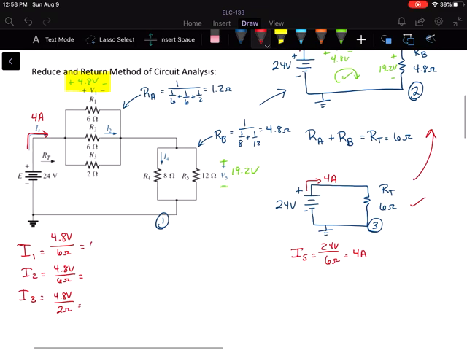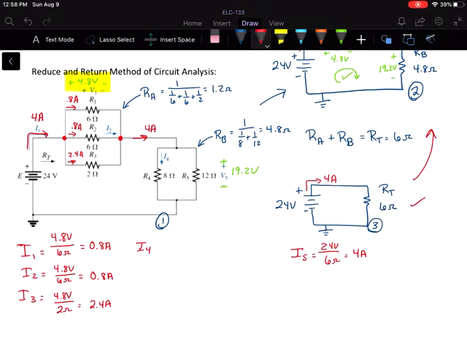So that gives me 0.8 amperes, 0.8 amperes, and 2.4 amperes. So I'm going to put that in: 0.8, 0.8, 2.4. And notice my 0.8 plus 0.8 is 1.6, plus 2.4 is 4, so my 4 coming in equals the 0.8, 0.8, and 2.4 leaving that node. All those currents come back together, so I have my 4 amps over here.